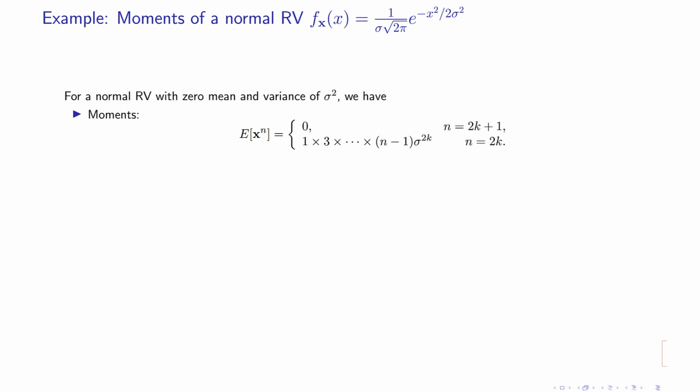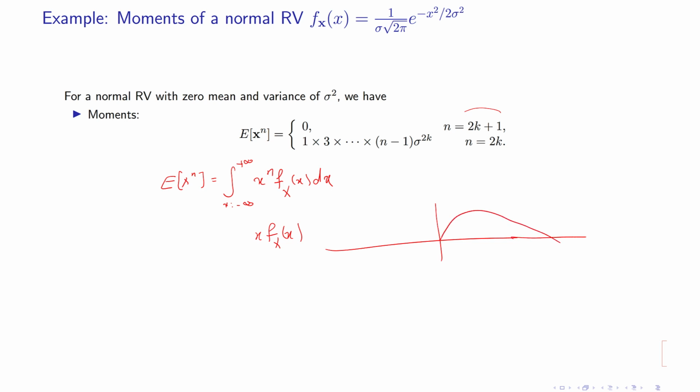The mean of x to the power of n, as we defined, is equal to the integral from minus infinity to plus infinity of x to the power of n times f_X(x) dx. If n is an odd number, for instance n equal 1, we have x f_X(x). This function is odd, so if you plot it, you get a curve like that.